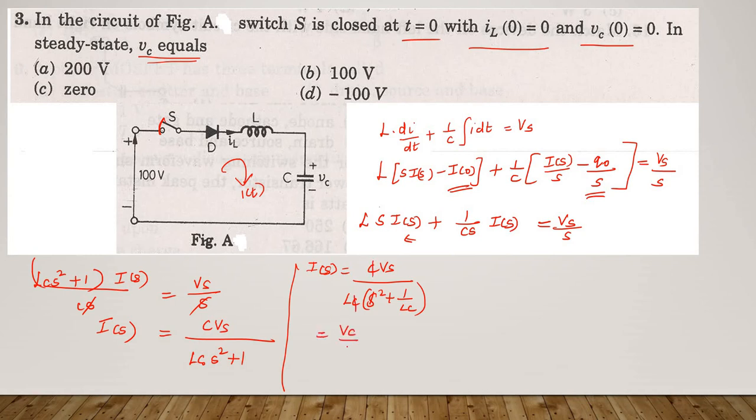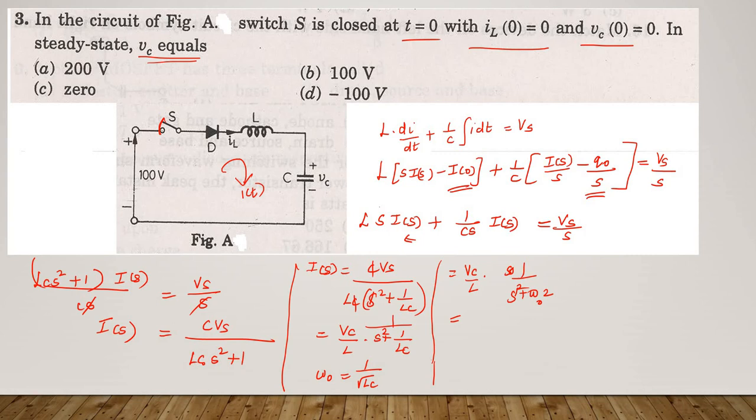C gets cancelled. So VC by L into 1 by S square plus 1 by LC. What is omega naught? 1 by square root of LC. So the next step is VC by L into 1 by S square plus omega naught square. I am going to apply the inverse Laplace transform.